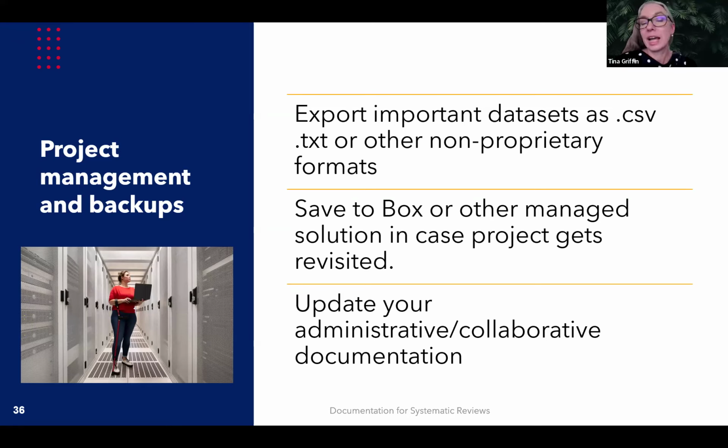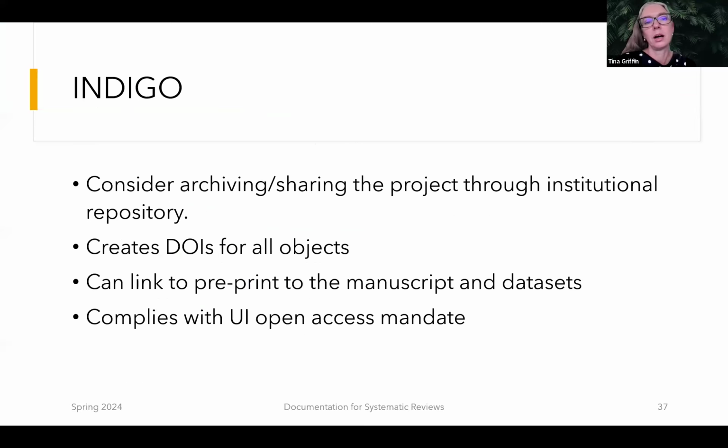Also, if you're not actively doing it, or you only did it in the beginning, make sure you do it at the end. Update your administrative and collaborative documentation at the end of the project, so that you close out that project with updated information. And consider archiving and sharing that project through our institutional repository. We can create DOIs for those objects. We can link those objects to the preprint or the manuscript and the data sets. And it does comply with our open access mandates for publications as well.